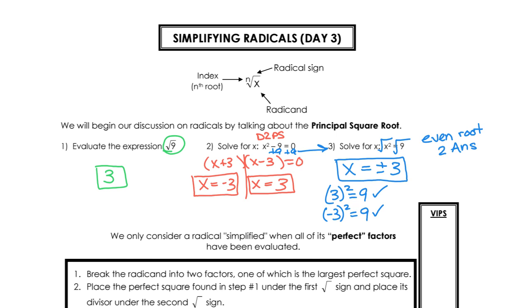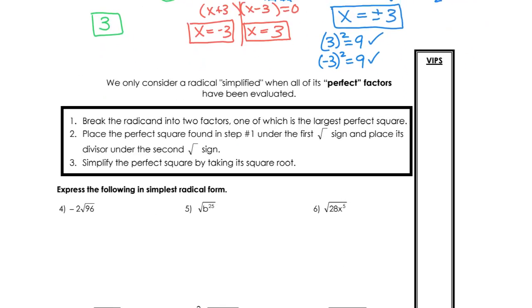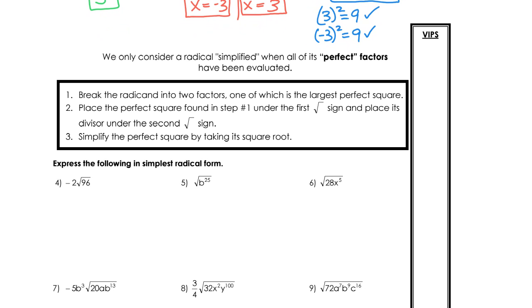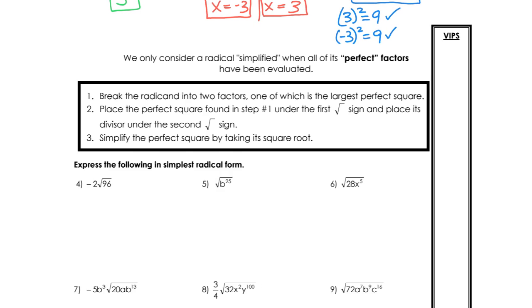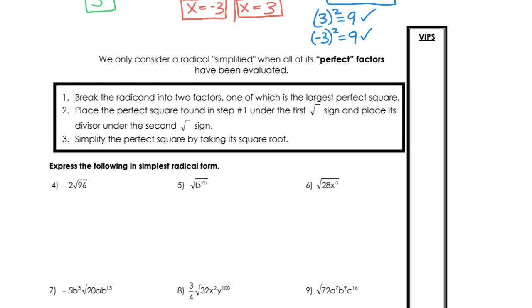All right, and we'll go down, and let's take a look at what we have down here. It says, we only consider a radical simplified when all of its perfect factors have been evaluated, okay? So when we do these, we're going to break the radicand, which is what is underneath the radical, into 2 factors, okay? And I always like to put the perfects first, okay? And you just have to remember that if you want it to be in simplest radical, you have to have the largest perfects, all right, in our first radical, okay? And the non-perfects will go underneath the second radical, all right?